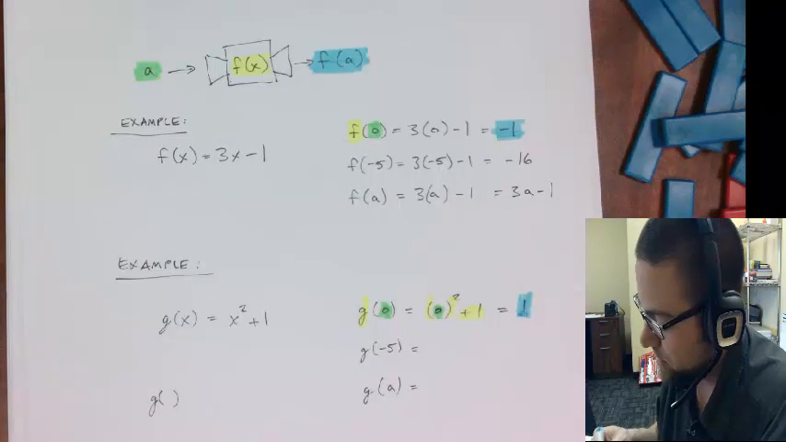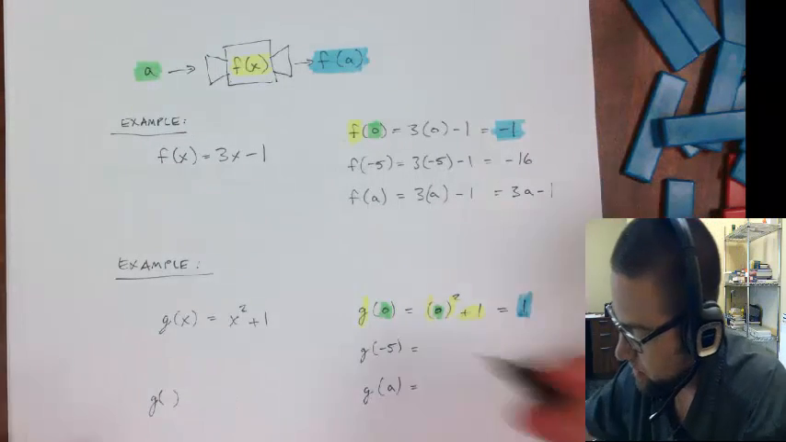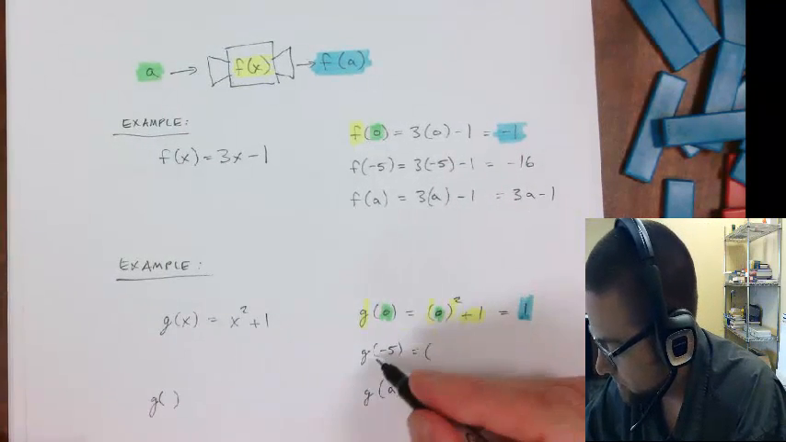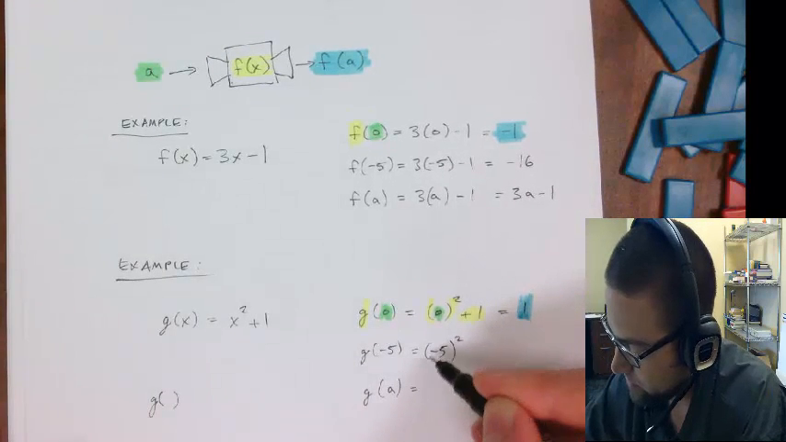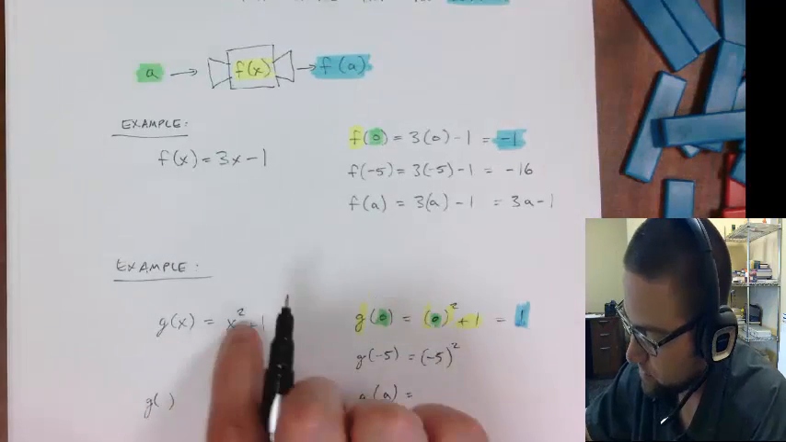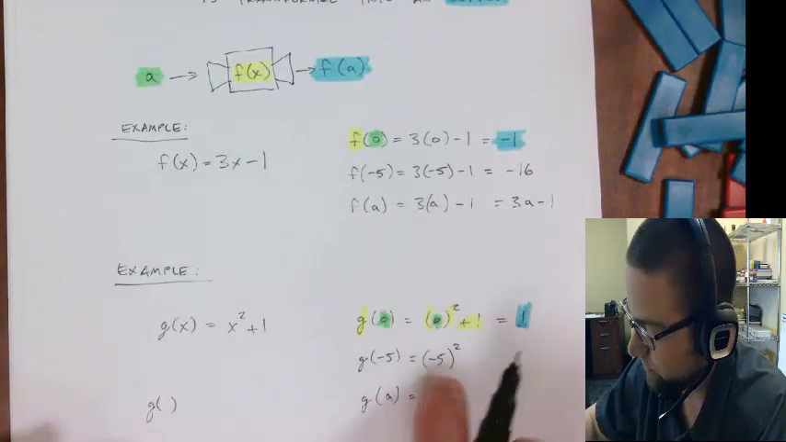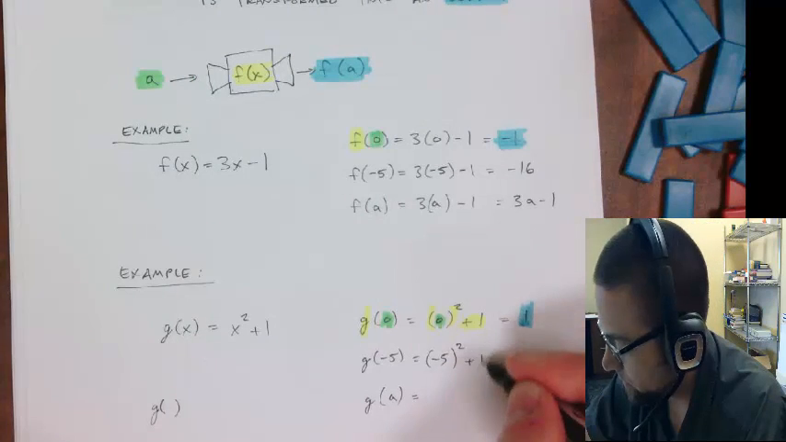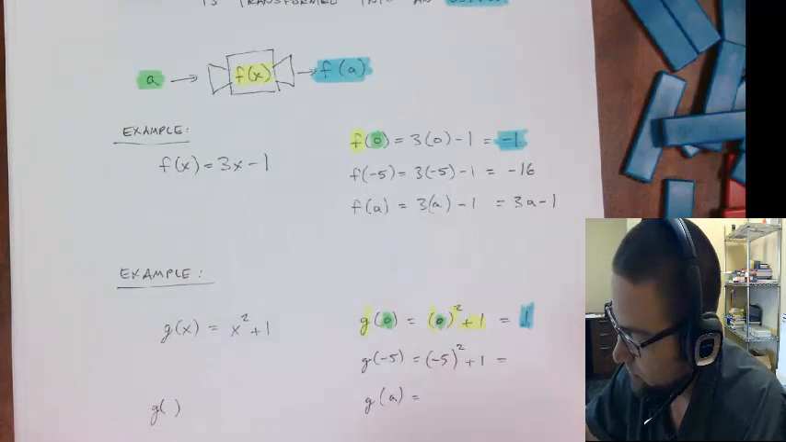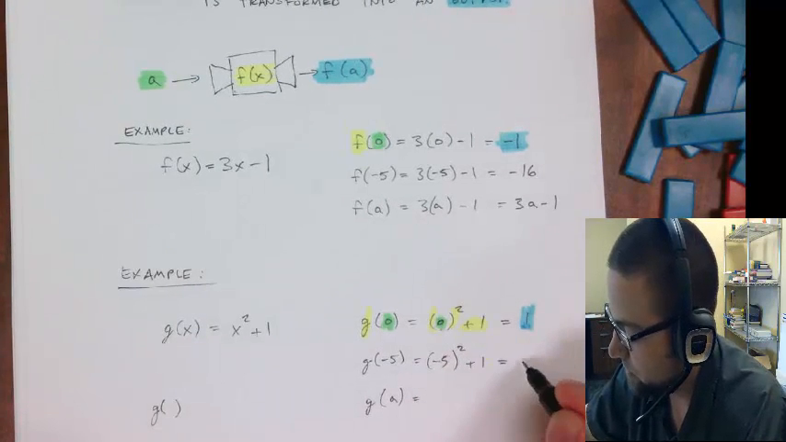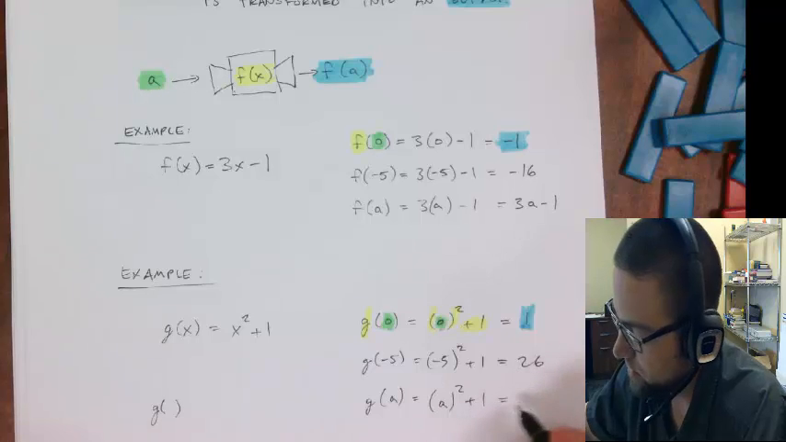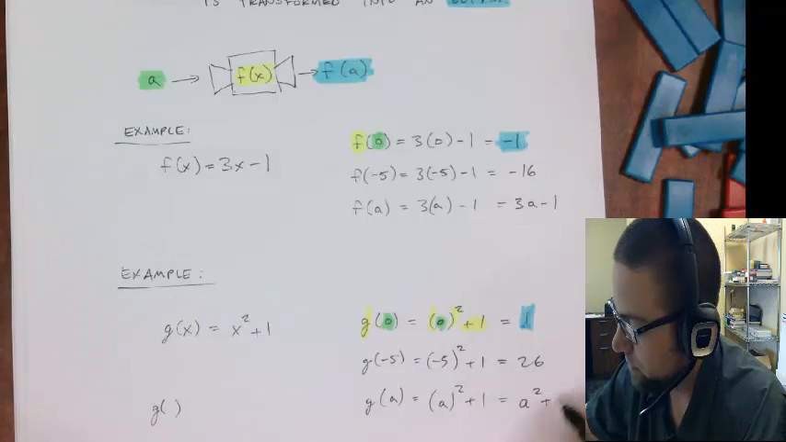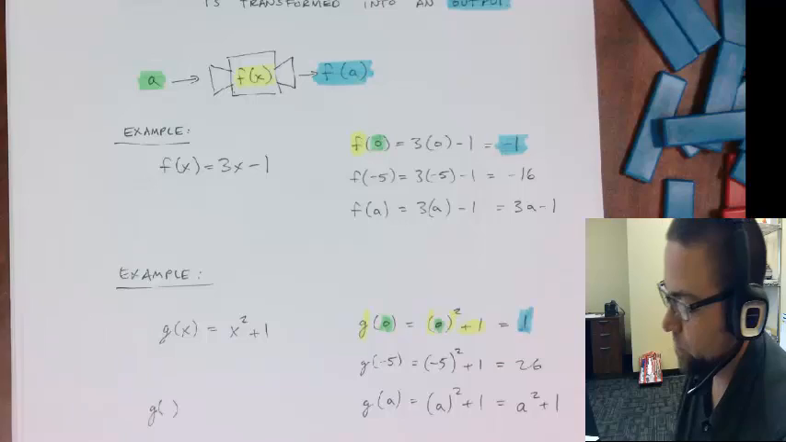Okay. Now g of negative 5 would be negative 5 squared, and everything goes inside the parentheses. It's like that x is a placeholder for this whole value of negative 5, plus 1. So negative 5 times negative 5 is positive 25, plus 1 would be 26. And then g of a would be a squared plus 1. I can't simplify it any further. It would look just like that.